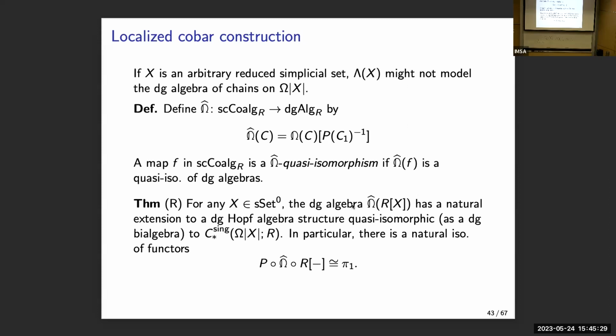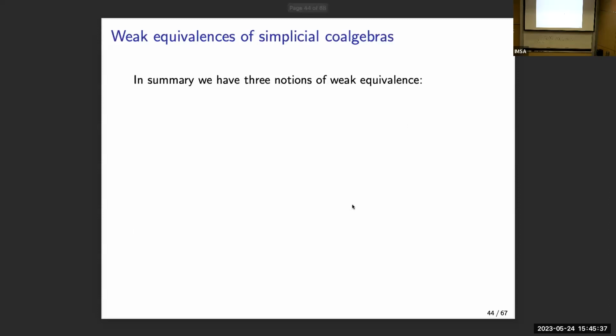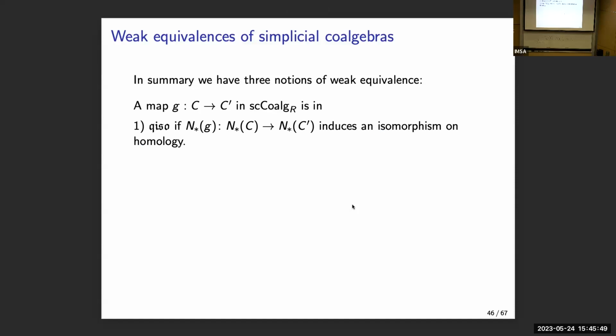I'm going to make a statement that there's a model structure, for instance. You can work over F_p. There's also a model structure over F_p. So in summary, we have three notions of weak equivalence for coalgebras that I've discussed, for simplicial co-commutative coalgebras, let's say. There's a class of morphisms, right? A map is in this class of quasi-isomorphisms if it induces a quasi-isomorphism after applying the normalized chains functor.